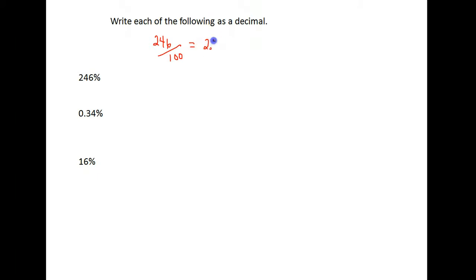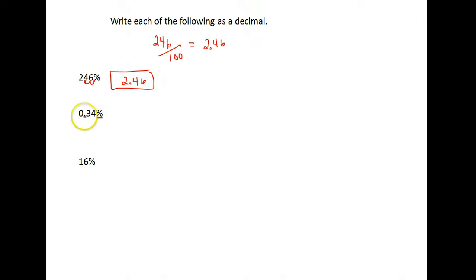Okay, but as kind of a shortcut, so we're not writing that out each time, what we have learned to do is just to move the decimal 2 places to the left, because that's what happens when you divide by 100. So here we take the decimal 2 places to the left, and that would give us 2.46. Notice just like we had up here.